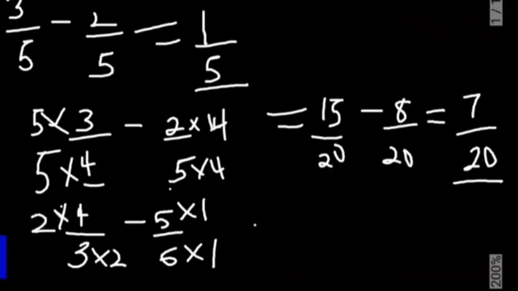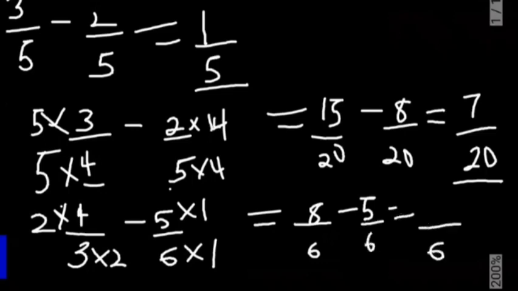So here we have 8 over 6 minus 5 over 6. We have common denominator. We have 8 minus 5. We have 3. If you reduce this to its lowest term, 3 over 6 is what? 3 divided by 3, we have 1. 6 divided by 3, we have 2. So 4 over 3 minus 5 over 6 is equal to half.